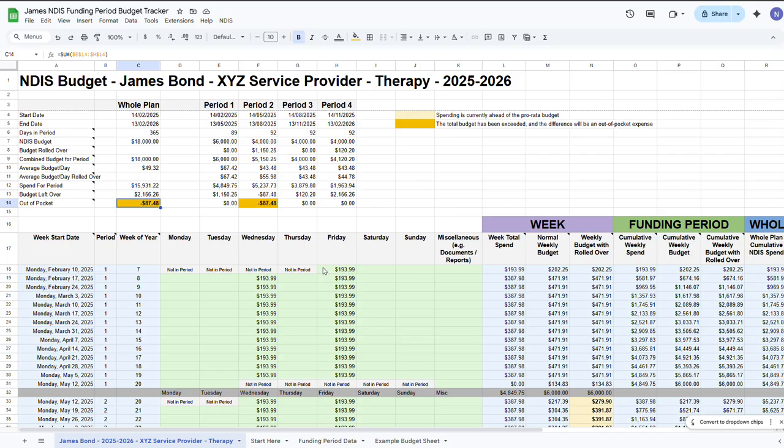Now obviously the data you enter into the sheet needs to be accurate. If you type in incorrect data, then the sheet is just going to give you incorrect calculations. So you definitely want to make sure that you've entered the data correctly. And I'd recommend from time to time logging into the NDIS portal to make sure that the spend amount equals the same amount you've spent on this sheet. So you can do a double check to make sure the data is all entered correctly.